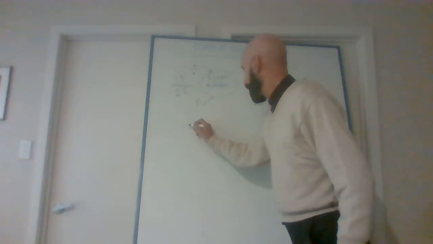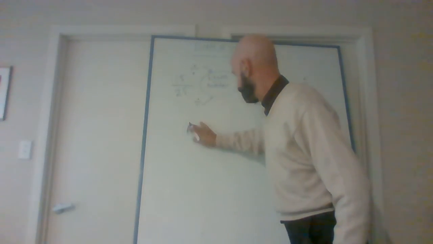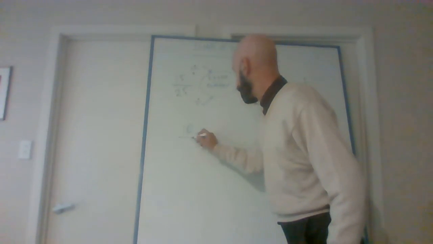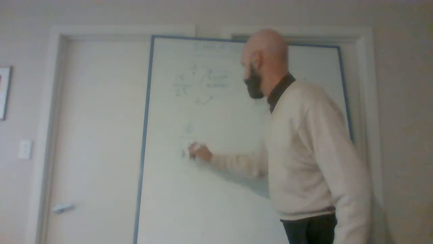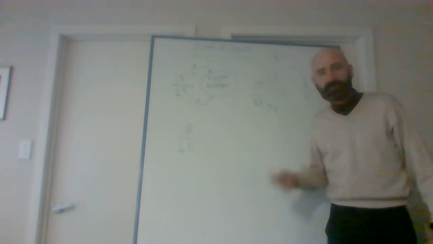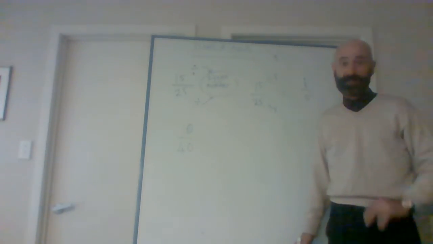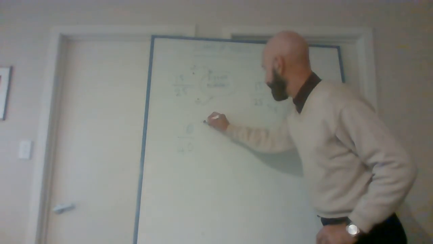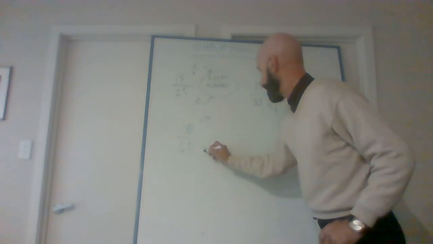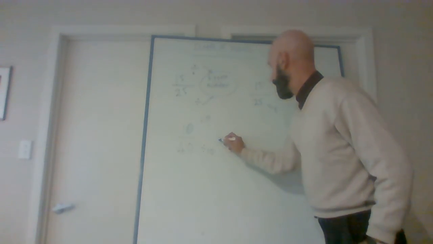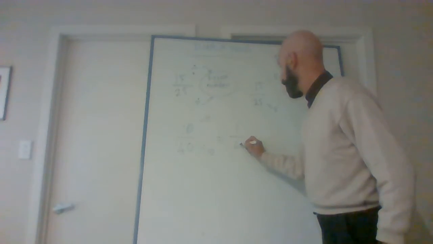There's 10 over 40. Anyone spot the biggest number that goes into 10 and 40? 10. I can divide that by 10, that by 10, and I end up with 1 over 4.